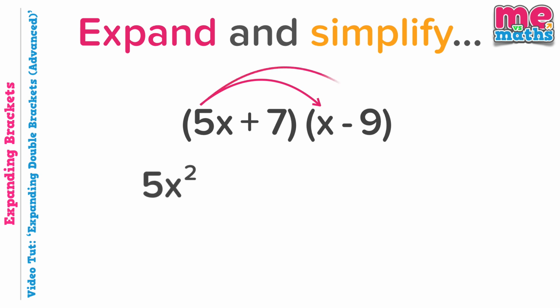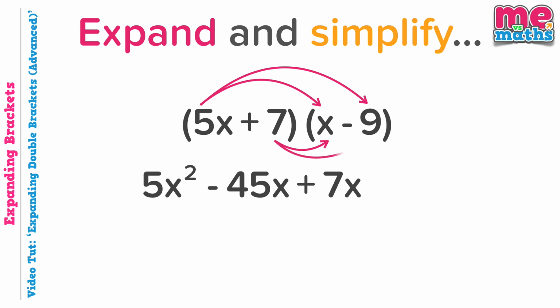Next, 5x times minus 9. That's a positive times a negative, so we'll get a negative answer. 5 times 9 is 45, so altogether minus 45x. Now positive 7 times positive x will give plus 7x. And finally, positive 7 times negative 9 gives a negative answer. 7 times 9 is 63, so minus 63.